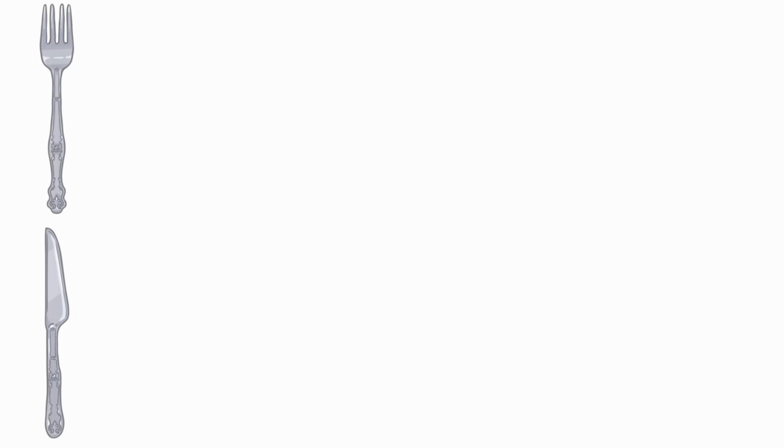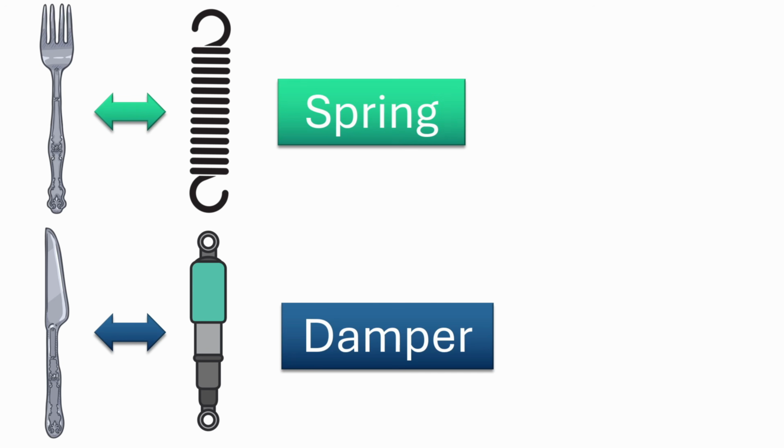However, there is a problem. Your restaurant only has forks and knives. This limits what you can cook. You can only make food that can be eaten with forks and knives. In our analogy, forks are like springs and knives are like dampers. That means that when designing a suspension system, you are limited to just these two devices.